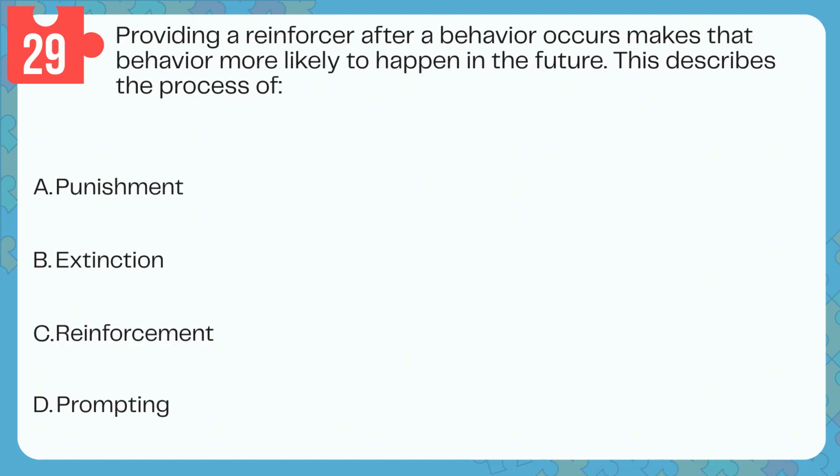Question 29. Providing a reinforcer after a behavior occurs makes that behavior more likely to happen in the future. This describes the process of A. Punishment. B. Extinction. C. Reinforcement. D. Prompting.